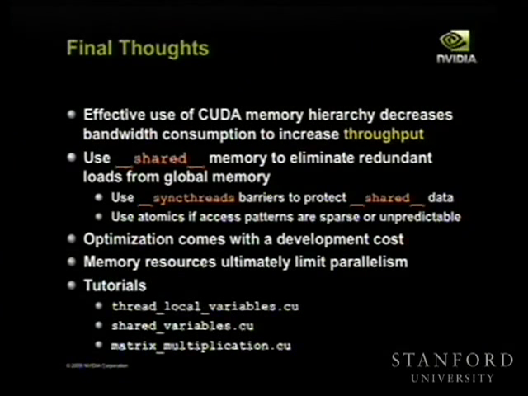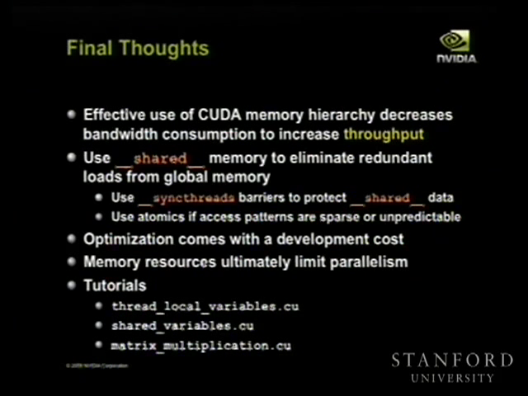So just some final thoughts. To get that actual effective and peak throughput rate that is quoted on the side of the box at Best Buy, you basically need to make effective use of the memory hierarchy and the memory resources that are available.